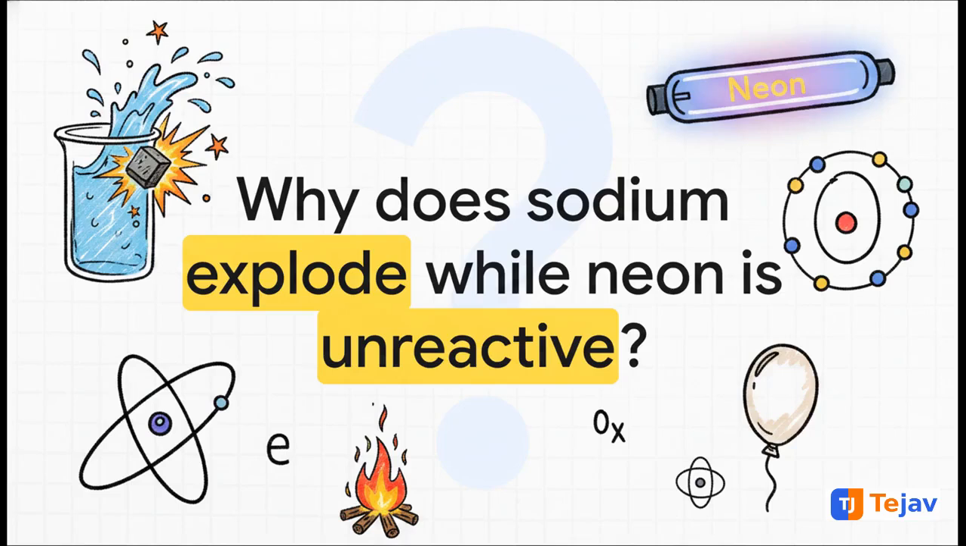Have you ever wondered why a chunk of sodium reacts so violently, like literally exploding when you drop it in water, while neon gas just sits there, completely unreactive? Or why oxygen fuels a raging fire, but helium barely reacts with anything at all? Well, the answer isn't magic. It's actually hidden right there in the arrangement of the tiny electrons inside those atoms.